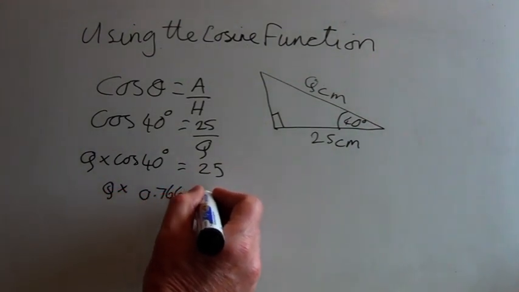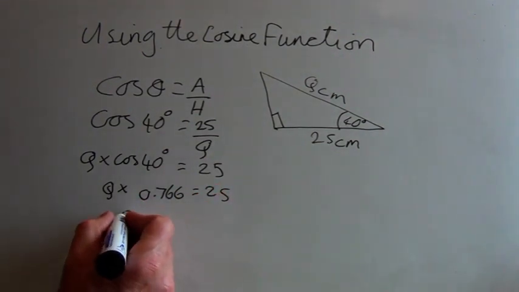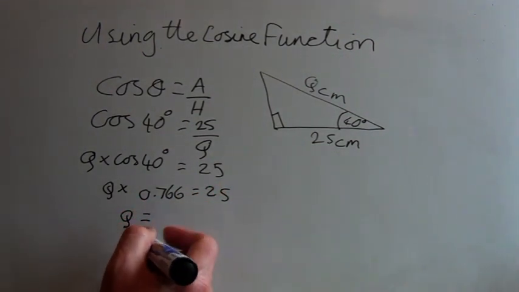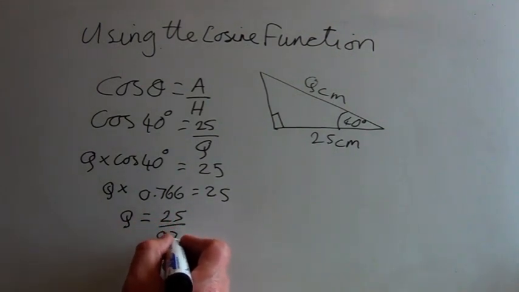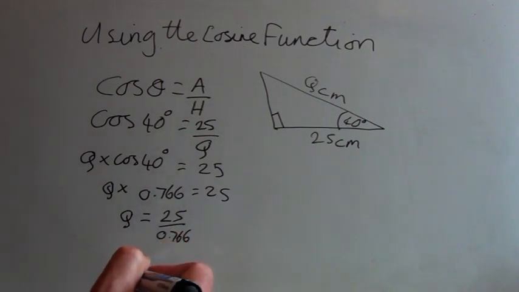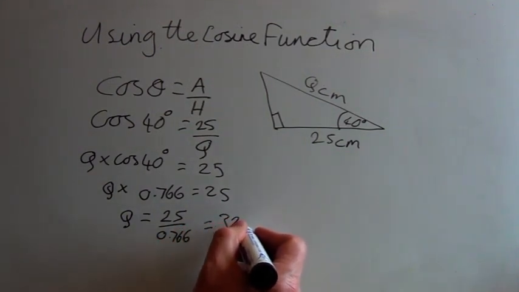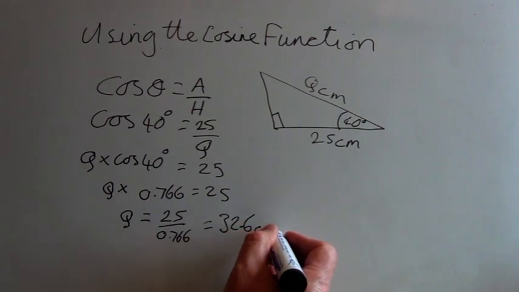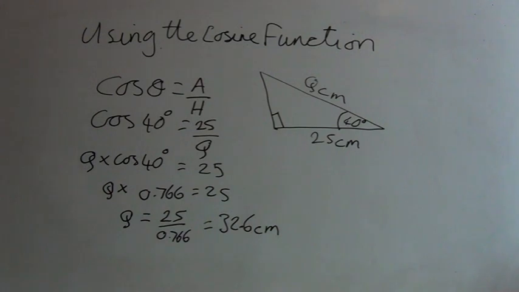So q times 0.766 equals 25. Therefore, q equals 25 divided by 0.766, which equals 32.6 centimeters. So q has a length of 32.6 centimeters.